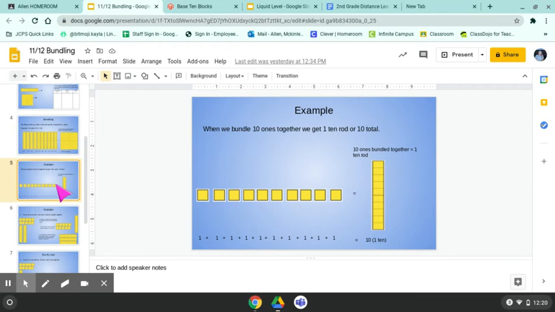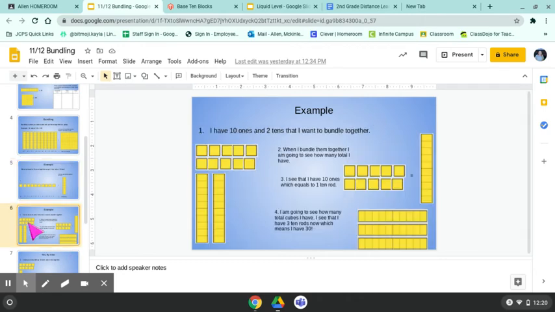Another example, when you have 10 ones put together, 10 individual 1 cubes like this, it's equal to 1 rod of 10. It's the same thing, it's just that these are individual and these are put together and stacked together. So if I add them together, 1, 2, 3, 4, 5, 6, 7, 8, 9, 10, I get the same thing as what's in this rod of 10 over here.